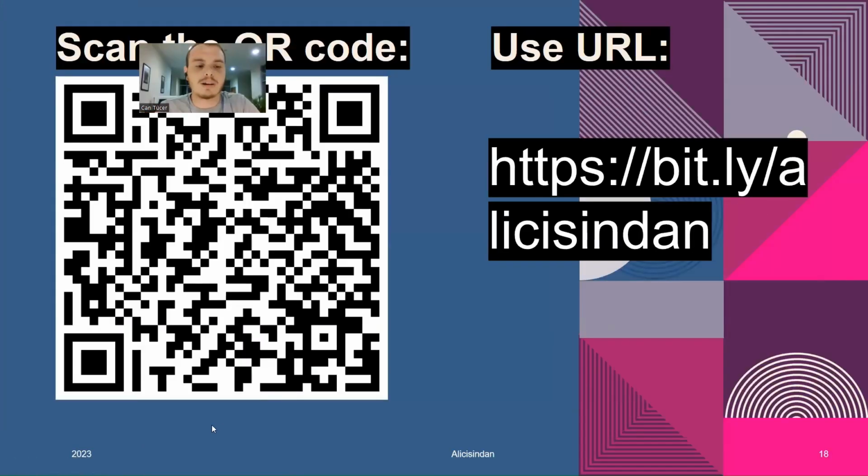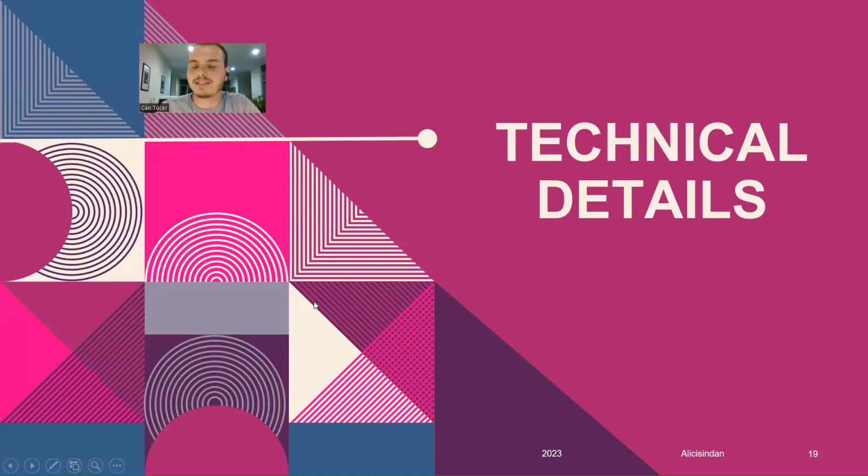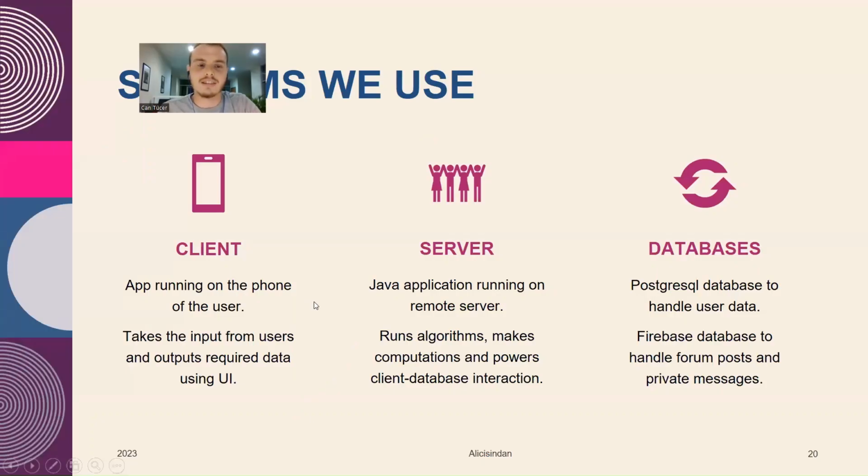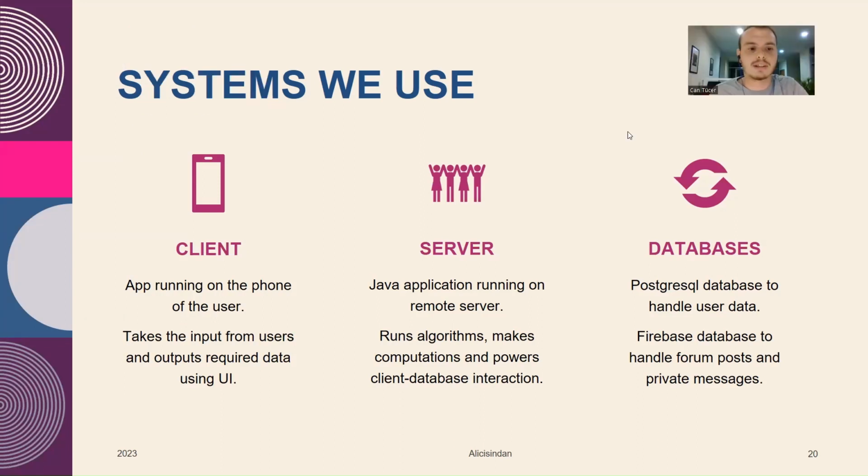So I would like to talk about the technical details a bit. As you know from our reports, we use 3 systems. One of them is the client. It's the Android application the user has on their phone. One is the Java application, a server, and one is the database. We actually have multiple databases. The client takes the input from the users and outputs the required data using UI.